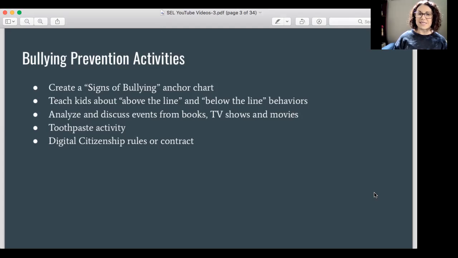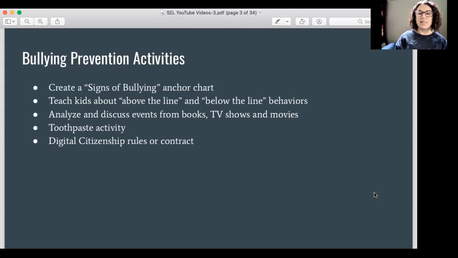The toothpaste activity, you can find a ton of information about this online, and activities that go along with it and directions and all sorts of things. The toothpaste activity is one that is used in a lot of classrooms. And the idea is this: you ask kids, without really explaining anything, to squeeze out a little tube of toothpaste, just a small one, onto a paper plate or whatever.